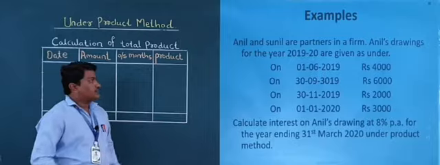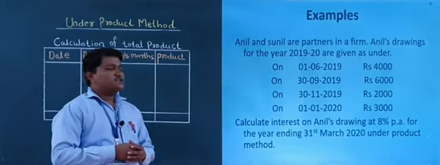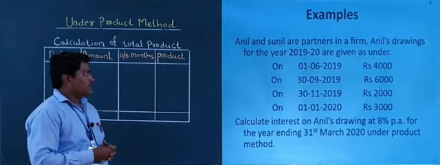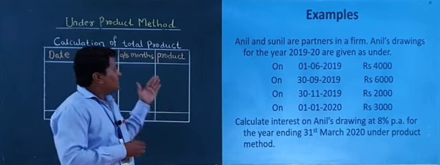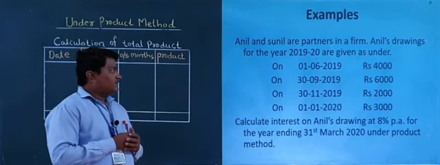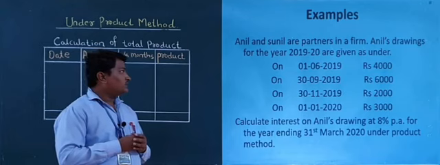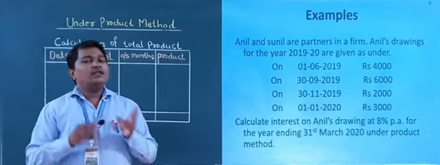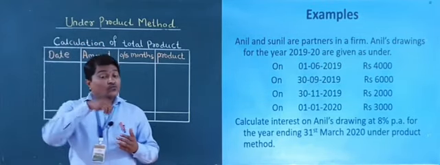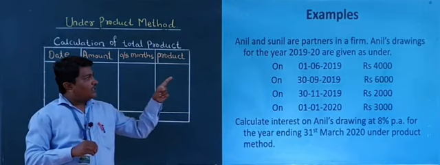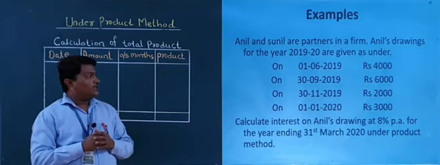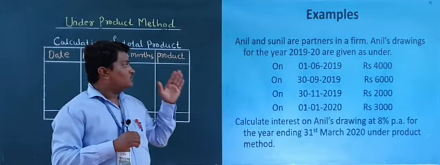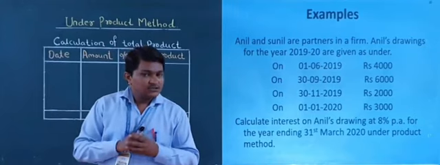Now let's go for an example of interest on drawing under the product method. In this example, Anil and Sunil are partners in a firm. Anil's drawings for the year 2019-20 are as under. Who are the partners here? Anil and Sunil. And who withdrew the amount? Anil withdrew the amount during the year 2019-20.